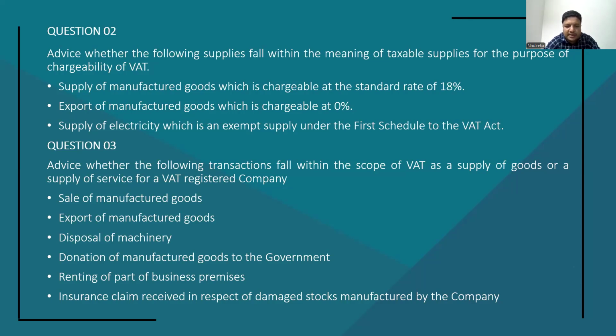Insurance claim received in respect of damaged stocks manufactured by the company. As I told you, if you incur loss when you do a taxable activity, and if that loss is indemnified, that falls within the meaning of taxable supply of service. So the last one is a supply of service.